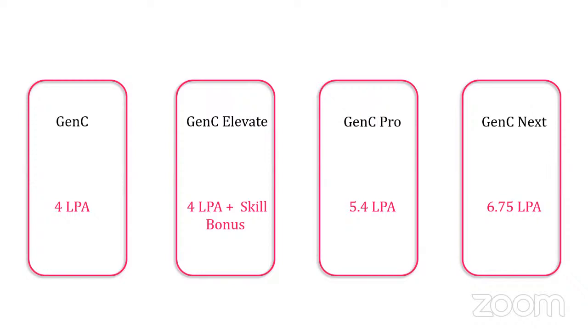Now, for an on-campus drive, it changes according to the college, according to the students and all the other factors. But in an off-campus drive, students have the liberty to register for GenC Elevate, for GenC, or for GenC Next. On the basis of that registration process, students can choose in the off-campus drive which profile they want to register for and appear for.